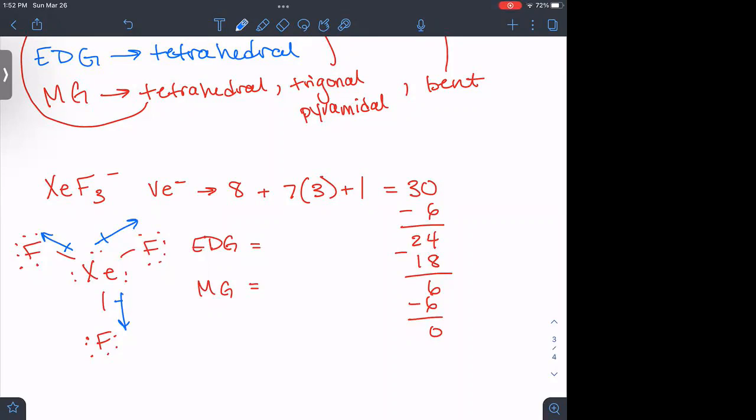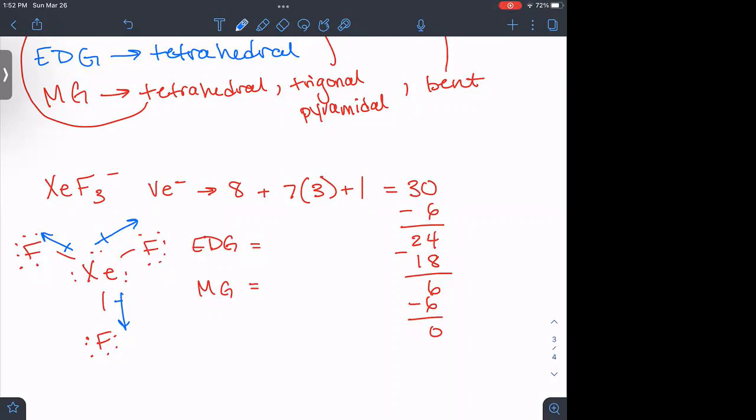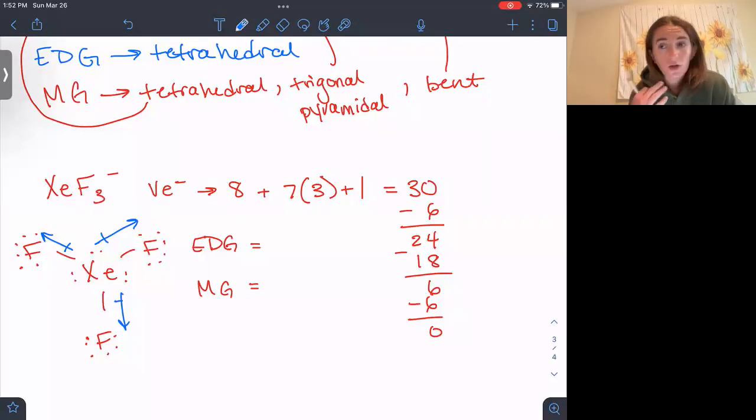Yep, go ahead. Was the entire molecule non-polar because they cancel out? Say that one more time. Molecule polar or non-polar? Yes. They cancel out. So now we have to look at the electron domain geometries and the molecular geometries to determine if the molecule is polar. Okay, so what is the electron domain geometry of your structure here?